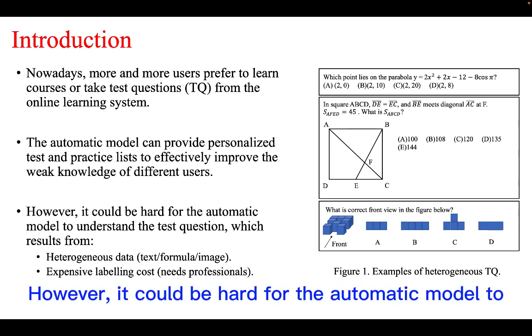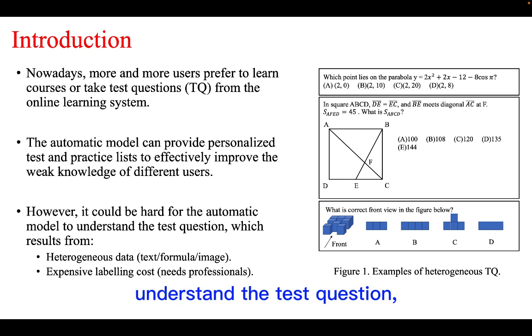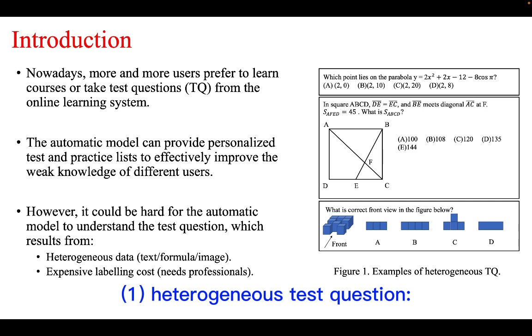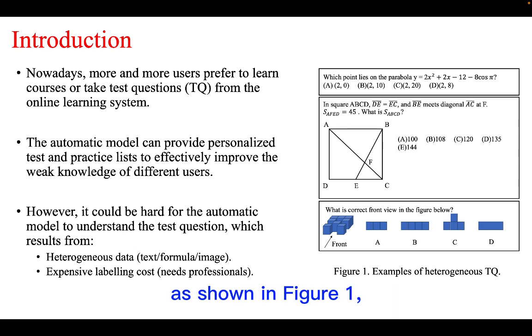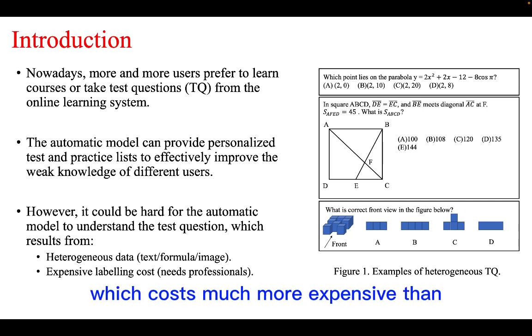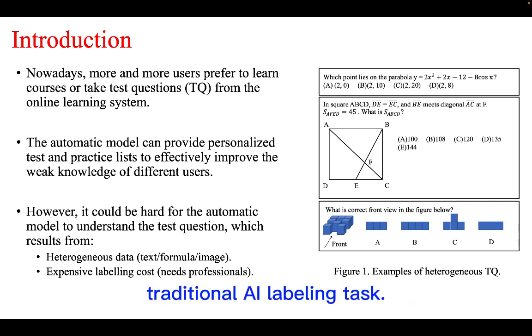However, it could be hard for the automatic model to understand the test question, which results from, first, heterogeneous test questions. The test question may consist of text, formulas, and images as shown in Figure 1, which needs a well-designed network to process different modal data. And second, the labeling cost, because each test question needs professionals to provide a correct and detailed answer, which costs much more than traditional AI labeling tasks, and it is usually difficult to build a general dataset.